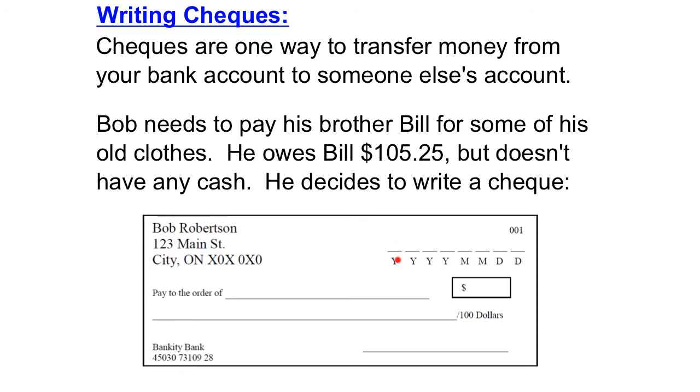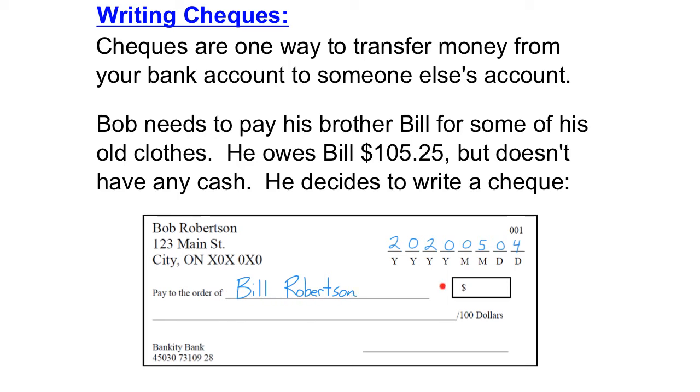You're going to start by filling in the date that you want to transfer the money. So let's say he wants to transfer the money in the year 2020 in the 5th month, so May 4th. That's just the day that I'm releasing this video. Then you have to write in this part, pay to the order of, that's the person's name that you're trying to transfer the money to. In this case, Bob Robertson is transferring money to his brother Bill. So we'll assume they have the same last name, and we'll write his brother's name there.